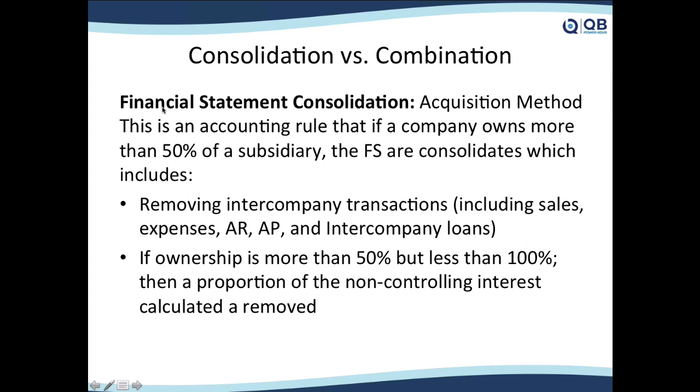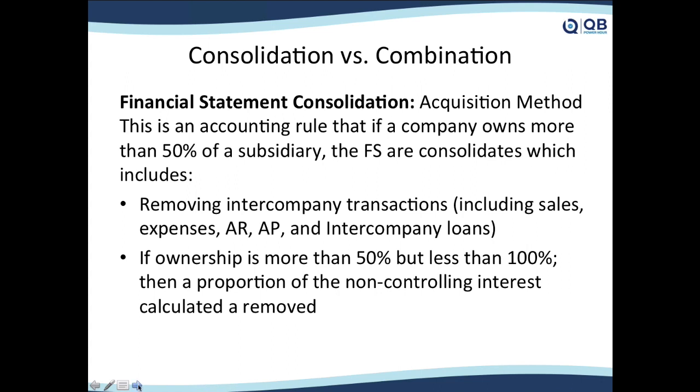When we do combination, we typically don't worry about these things. As a side rule, if the ownership interest is between 51% and 100%, but not quite 100%, then you also have to take the proportion that is not owned by the parent and calculate it out as a non-controlling interest. I won't talk about the process of doing that, but that's the general rule for consolidation.